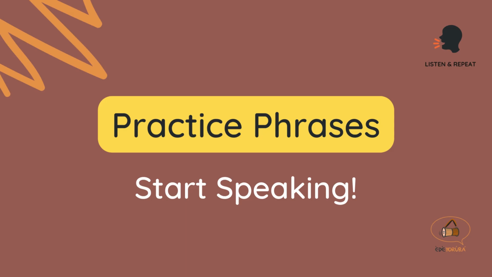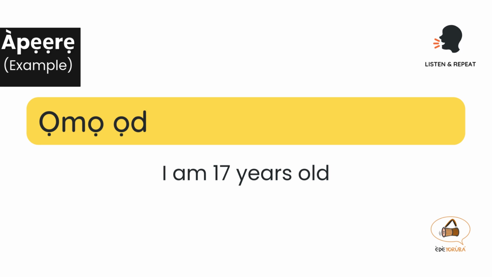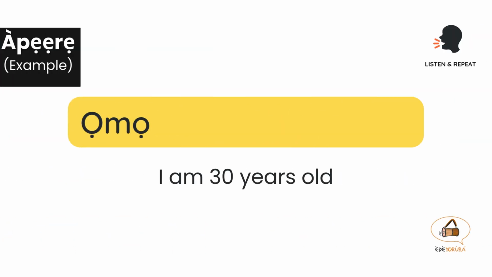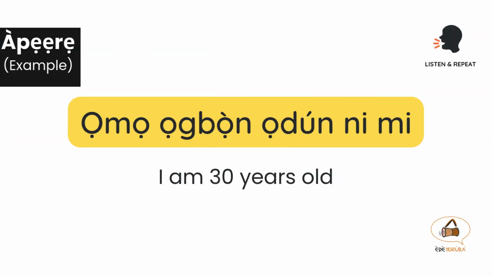Now let's see how you can use some of these numbers in practice phrases. Let's start speaking a little bit. Let's go. Ọmọ ọdún mẹ́tàdínlógún ni mí. I am 17 years old. Ọmọ ọgbọ̀n ọdún ni mí. I am 30 years old.